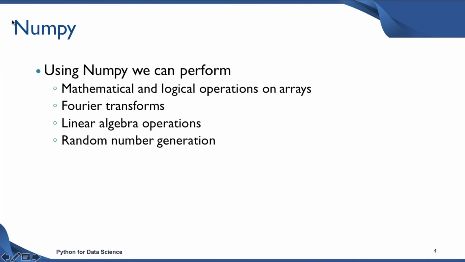So using this Numpy array or Numpy library, we can perform the following operations, that is mathematical and logical operations on array. We can perform the Fourier transformations, or we wanted to perform our linear algebra operations. That could be performed easily and in a much faster and effective manner by using your Numpy. And we could also perform random number generation, right?